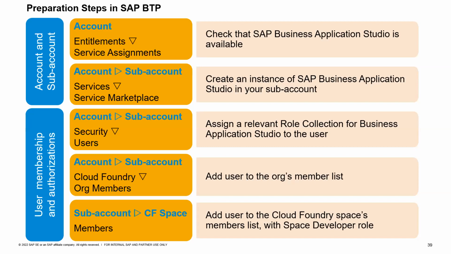Go to the services and service marketplace. Then you also have to assign a relevant role collection for the Business Application Studio to the user, whether developer or administrator or whatever. Then you have to also add the user to the organization members list in the Cloud Foundry organization members. And lastly, you also have to add the user to the Cloud Foundry space member list with the space developer role.